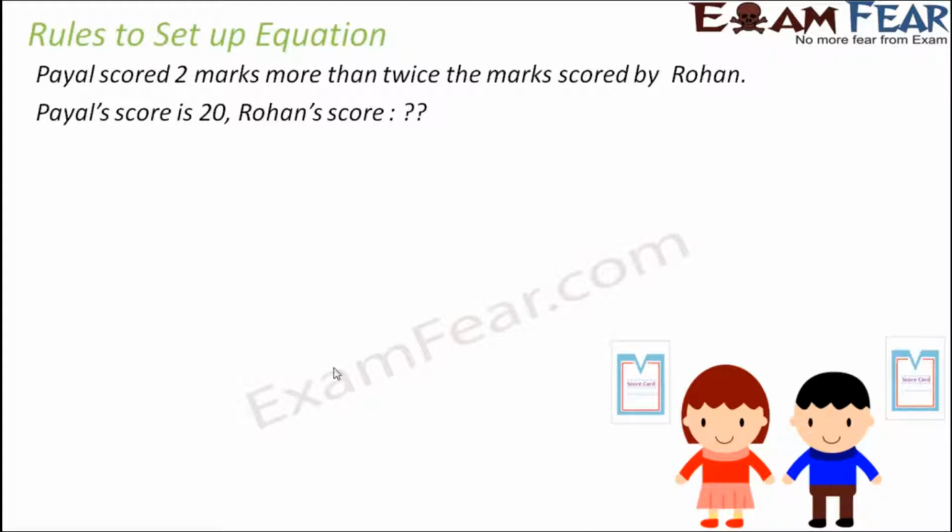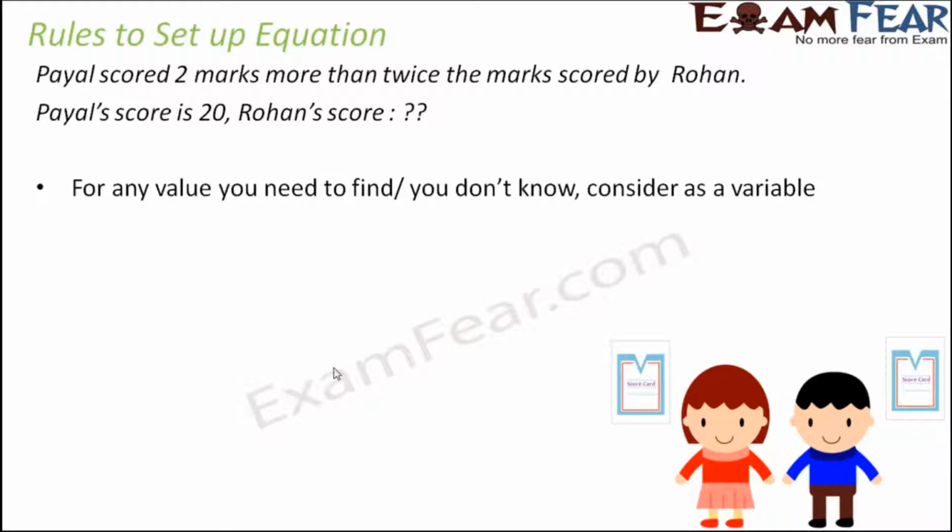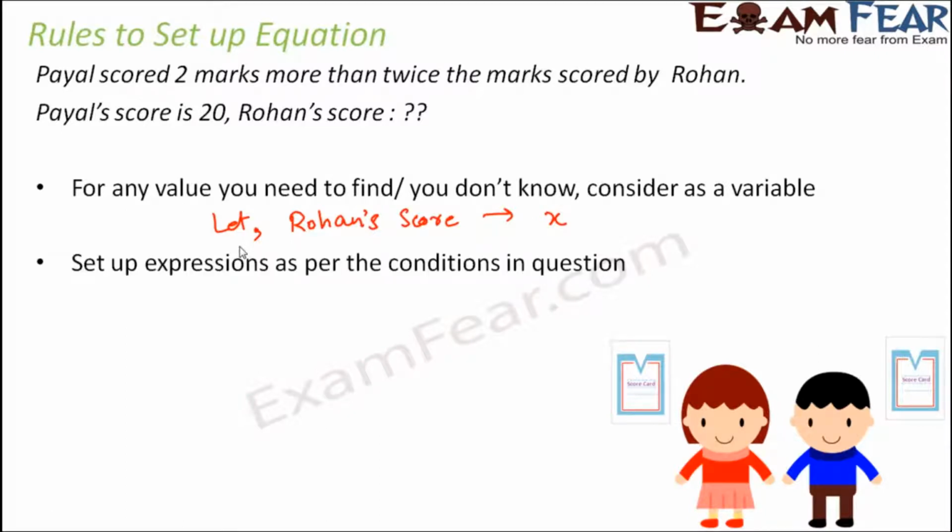Now the first step is that for any value that you need to find or you do not know, consider that as a variable. So in this case, what is that thing which we do not know? Payal's score we already know. Rohan's score is something which we do not know. So what we will do, as per step 1, we will assume Rohan's score to be a variable. Let us say that variable is x. So let Rohan's score be x. That is our first step. For any value that we do not know, or we will have to find that value, we will assume that as a variable. Fine. The second step is set up expressions as per the conditions in the question.